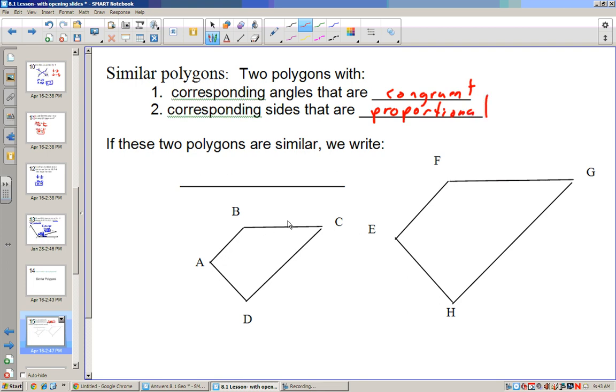So what that means, in this situation, angle A is going to be equal to angle E. Angle B and angle F are going to be congruent. Angle C and angle G and angle D, try to make 4 in there, 1, 2, 3, 4, and H are congruent. So if we want to write a similarity statement, that would say ABCD is similar to EFGH.